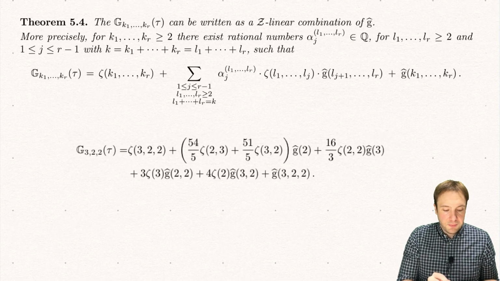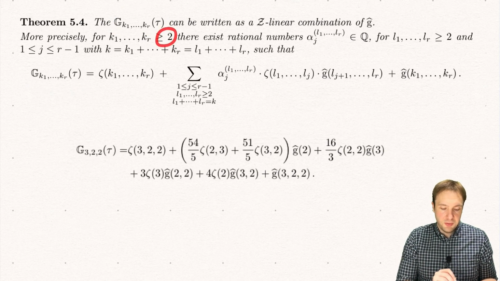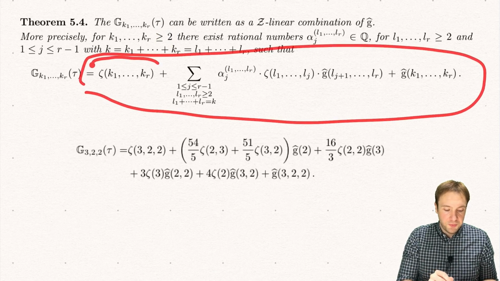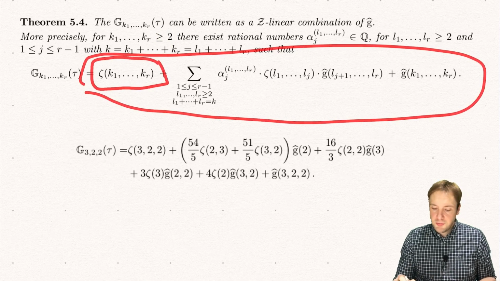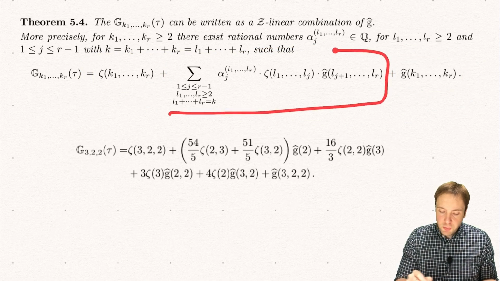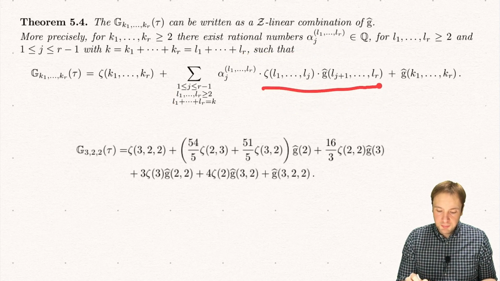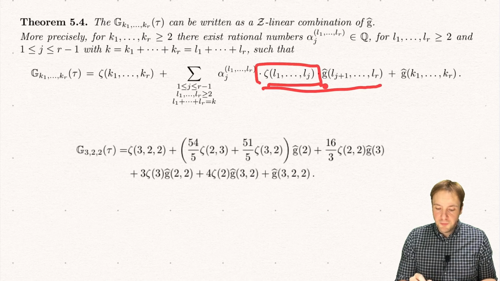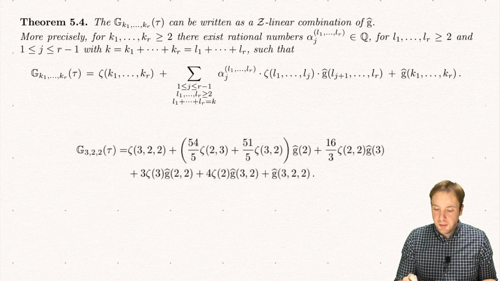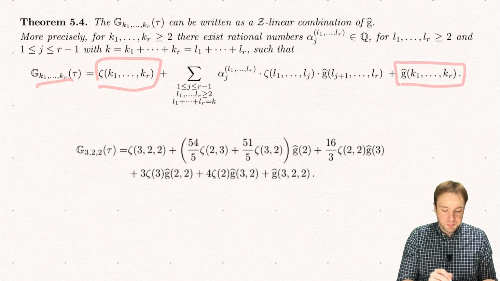So more precisely, any multiple Eisenstein series G_{k1,...,kr} for all numbers greater or equal to 2, can be written like this. So the constant term is just the corresponding zeta value, and here at the end we have the corresponding g hat. And in between we have a mix of this g hat and these zeta values, where here in the mixed part the depths of these two objects are strictly smaller than r. So the only depth r part is really this g hat of the same index, and this constant term here.